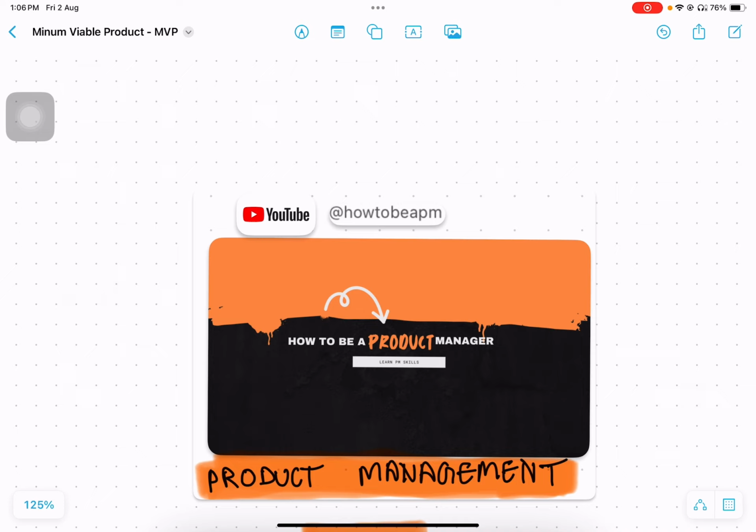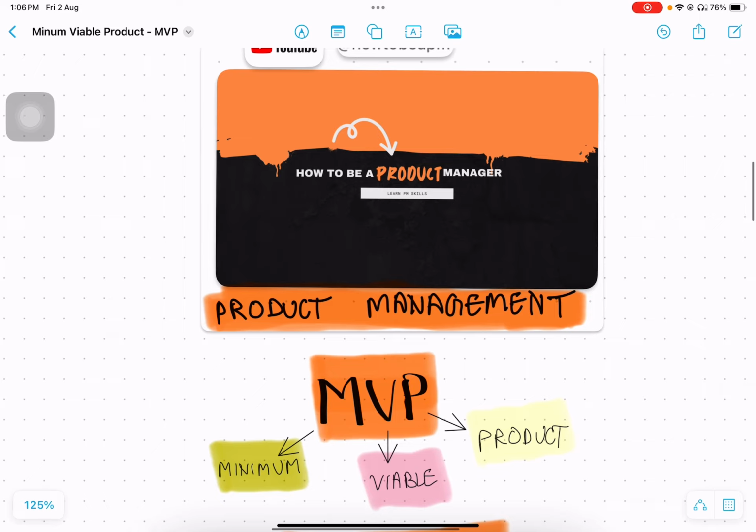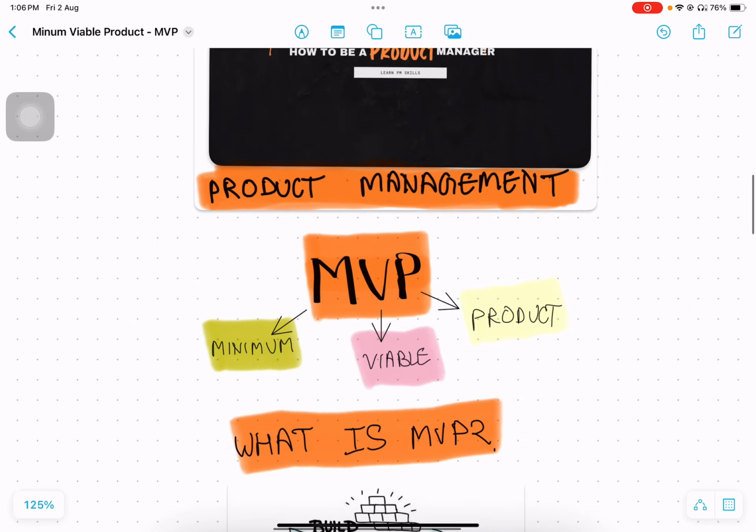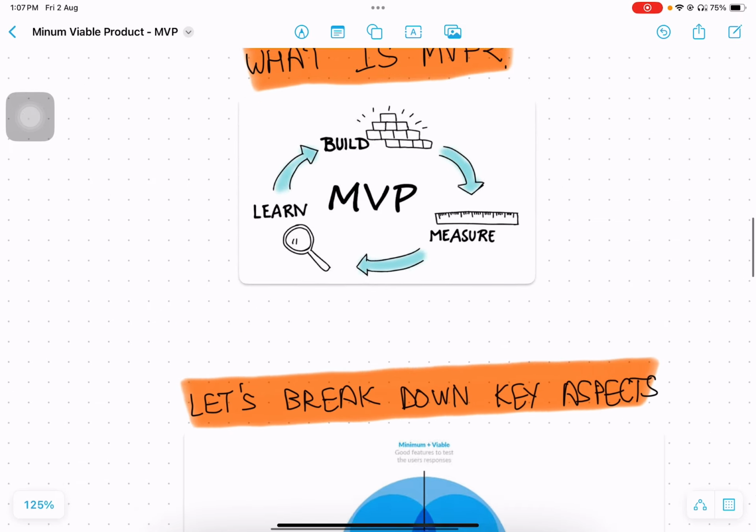My name is Ishan Mahajan and today we are diving into a concept that's crucial for any product manager or entrepreneur, minimum viable product or MVP. So what exactly is an MVP? An MVP is a stripped down version of a product that includes only the essential features necessary to solve the core problem for its target users. The idea is to validate the product idea with the least amount of effort and investment.